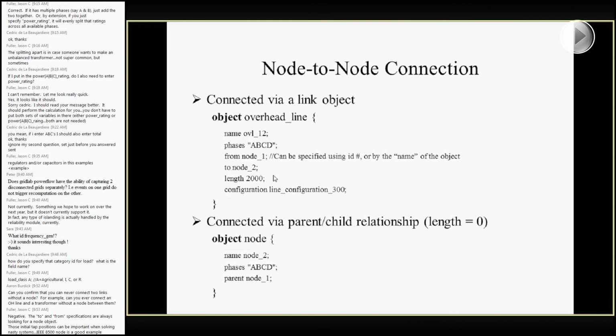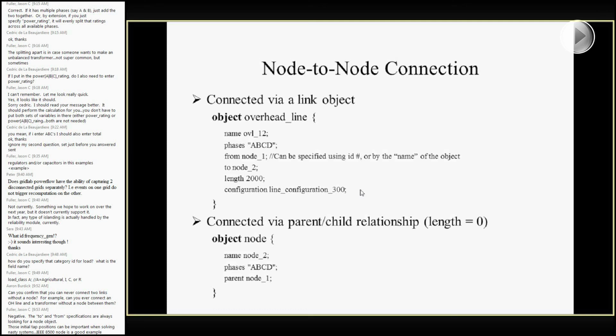The other way to connect two different nodes is through what we call the parent-child connection. That's basically a zero-length line where they're effectively the same point on the power system, maybe even at the same bus, but maybe you want to separate them out for either modeling convenience or just as a way of connecting it so you can monitor specific aspects of how things are being consumed.